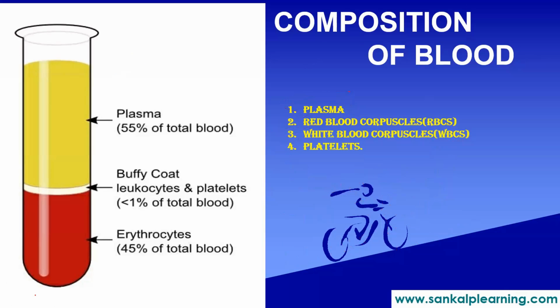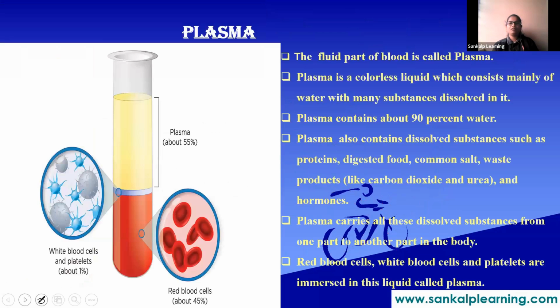Next. Okay. So as I said regarding the plasma, it consists of 55% of the blood. So what all does it contain? When you consider plasma as 100%, 90% of plasma will be made up of water. The other 10% will consist of proteins, digested food, that is nutrients, common salt, waste products like carbon dioxide and urea, and hormones.